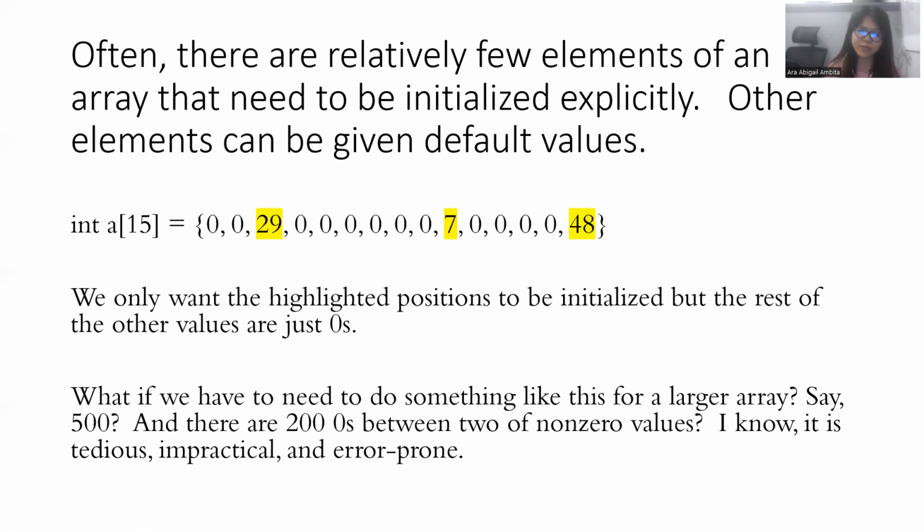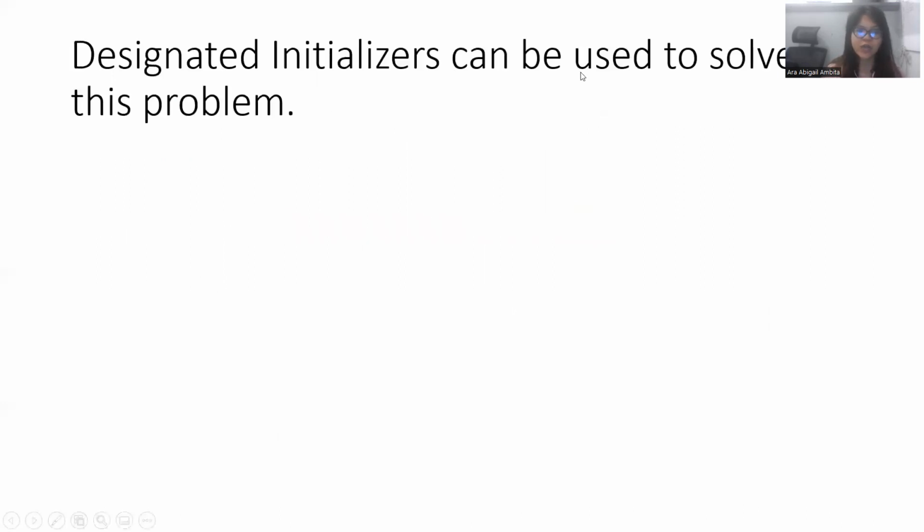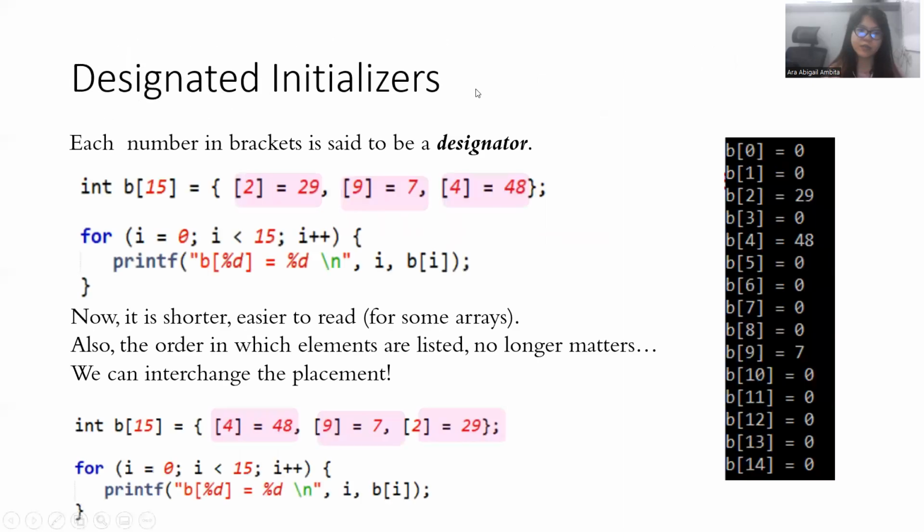So we have a question: what if we need to do something like this for a larger array? So let's say 500, and there are 200 zeros between 2 non-zero values. So it is quite tedious, impractical, as well as prone to error. So what we can do is use designated initializers to alleviate this problem. So what are designated initializers?